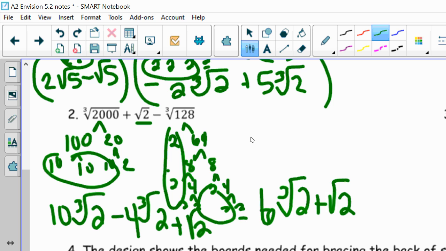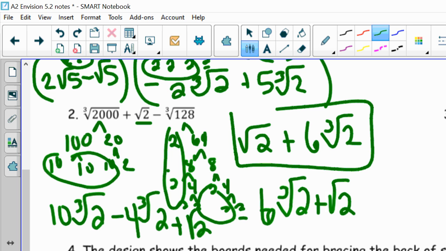Usually we will write them with the smallest index first. So I'm just going to rearrange that and make that say the square root of 2 plus 6 cube roots of 2. There we go.